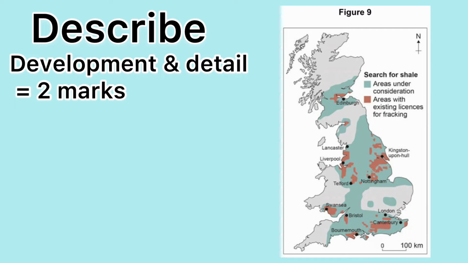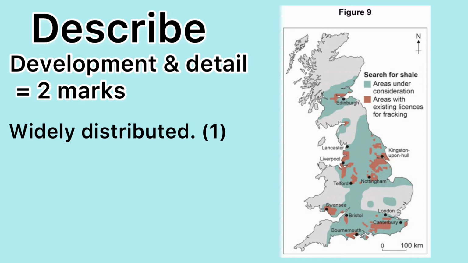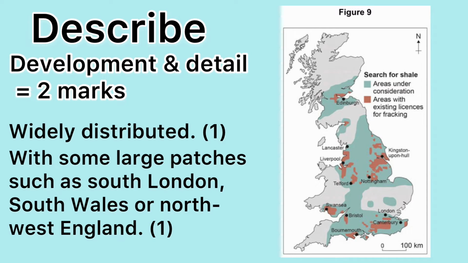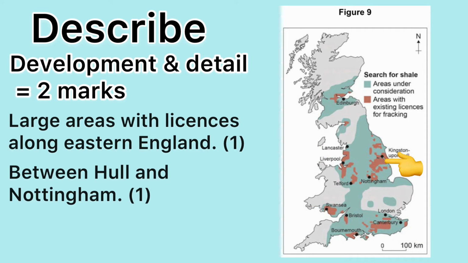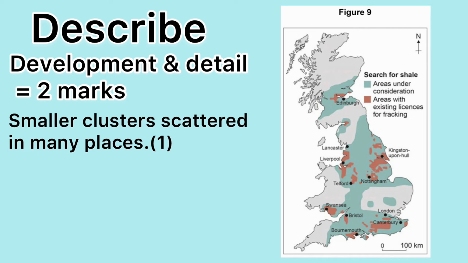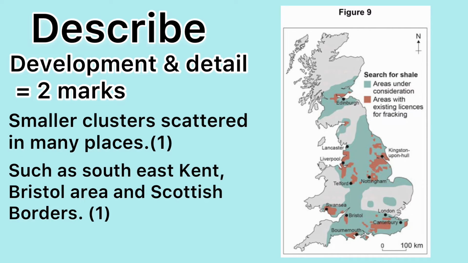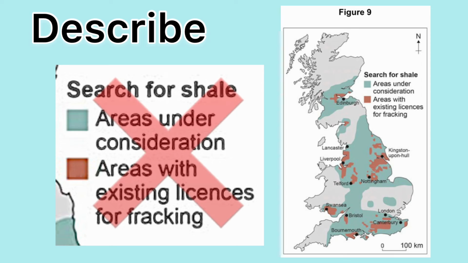A second mark comes from developing these points using details from the map. For example, widely distributed with some large patches such as South London, South Wales, or North West England. Large areas with licenses along eastern England, between Hull and Nottingham. Smaller clusters scattered in many places, such as South East Kent, Bristol area, and Scottish borders. So, by specifically naming areas, you will gain that extra mark. However, you will gain no credit for describing the distribution of areas that are not licensed for fracking.